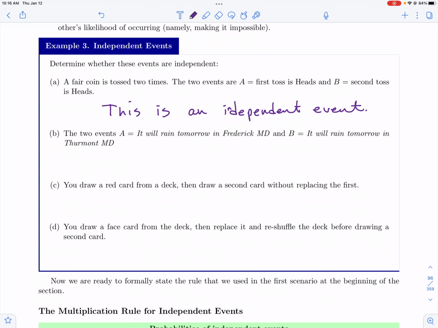All right, so for B, the two events are it will rain tomorrow in Frederick, it will rain tomorrow in Thurmont. So technically, even though Thurmont and Frederick are relatively close together, it could be raining in one place and not necessarily raining in the other. So the fact that it's raining in Frederick doesn't guarantee it's going to be raining in Thurmont. So these are not actually dependent events either. So these would also be independent.